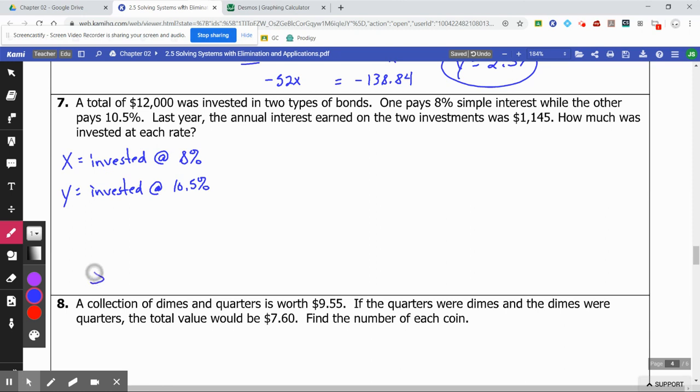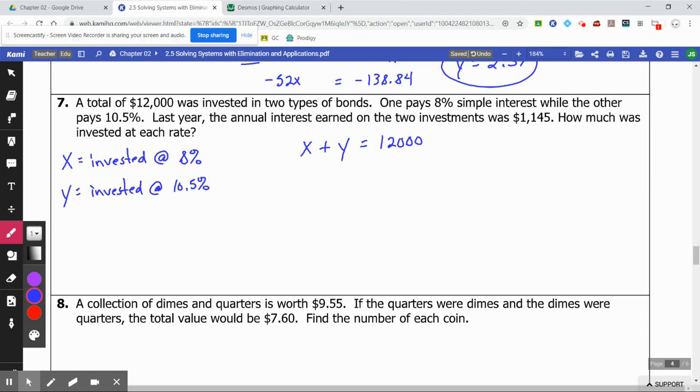The way that you find 8% of something is the word of means to multiply. You're simply going to multiply by 8%, 0.08. Same way with 10.5%, you're going to multiply by 0.105 to find out how much interest you're going to earn. So we invested a total of $12,000. That means the amount invested in X plus the amount Y that we invested at 10.5 is equal to a total of $12,000.